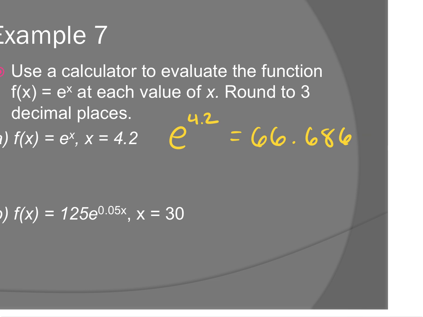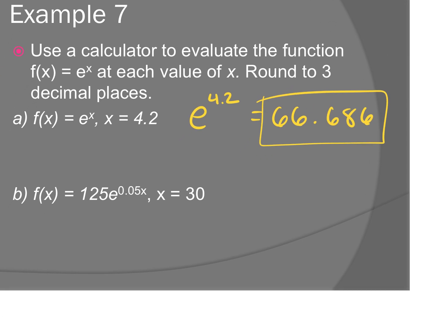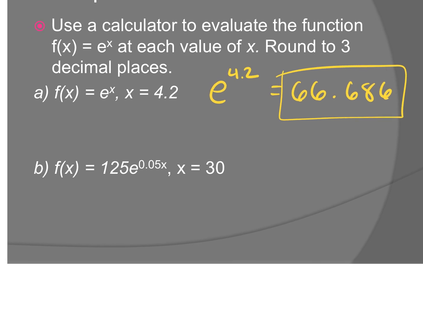Keep it the same. So our answer would just be 66.686. Let's do the same thing for B. So we're going to plug in 30. So I have 125 times e to the power of 0.05 times 30.